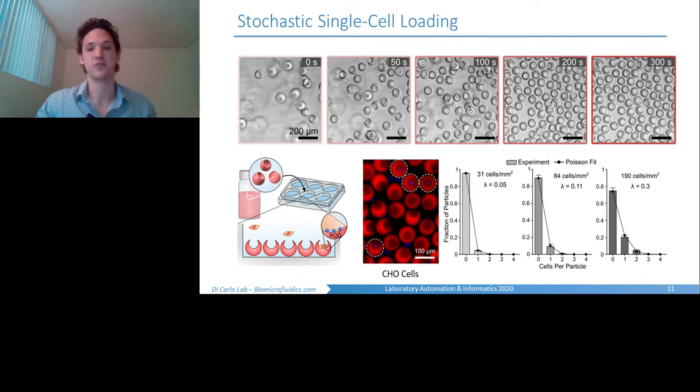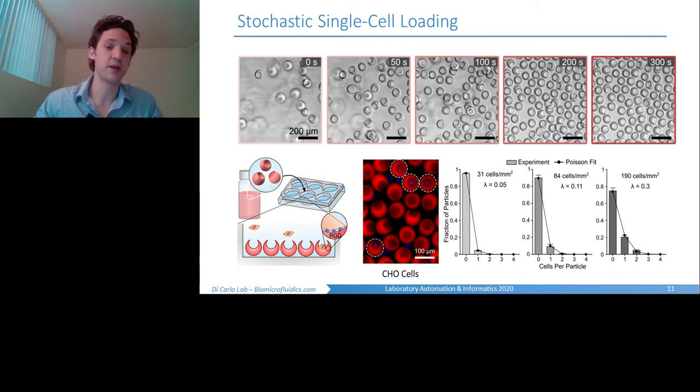And when we looked at this over a range of concentrations, we see that this very closely follows Poisson loading statistics. Now, a keen observer will note that not all of the cells will end up in the particles, and that is an important point. We find that approximately 20% of the cells actually end up associating with the particles themselves.